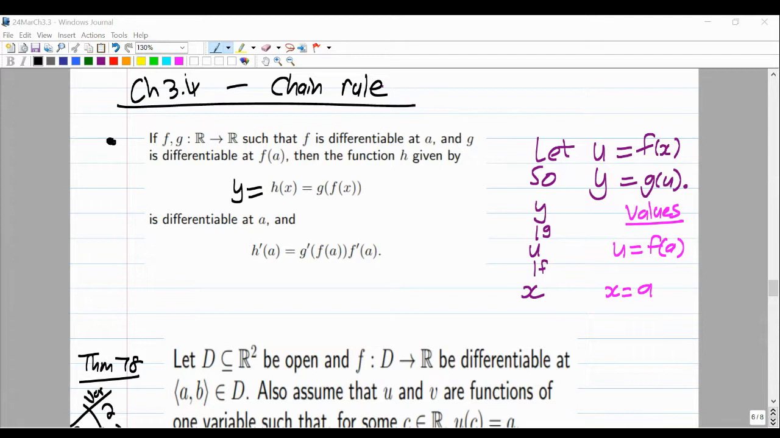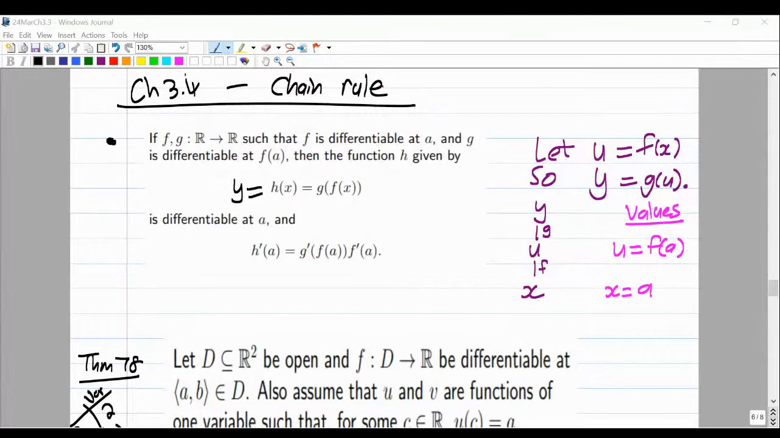Alrighty. But I want to use this opportunity to say we can do lots of fun things with functions of many variables. And one is the chain rule. So if you let u equal to f(x), then we see that y is equal to g(u). So y is a function of u because y is g(u). u is a function of x because u is equal to f(x). So we have this little tree diagram. And you can see when x is a, u will be f(a).